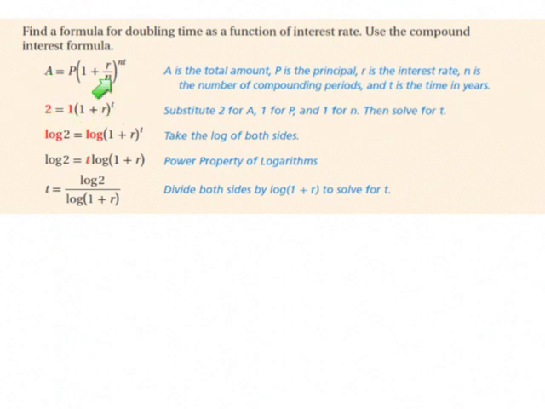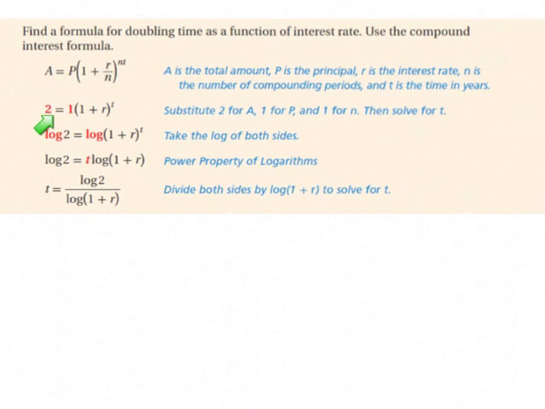Now, I'm going to let n be equal to just 1. In other words, it's going to be compounded annually, so once a year. All right, so we're solving for t. So that means that n is a 1 and that n is a 1, so I really don't need to worry with n in this problem.